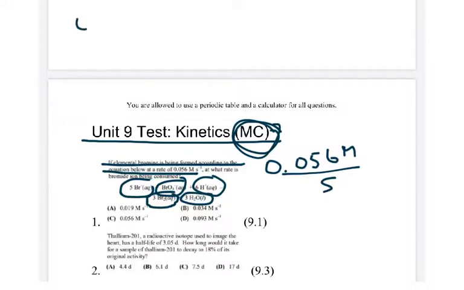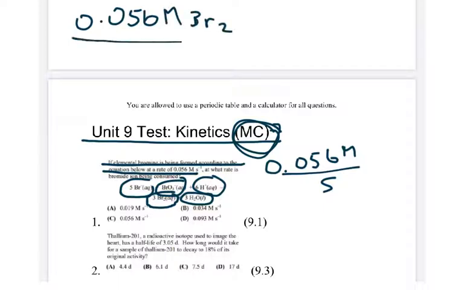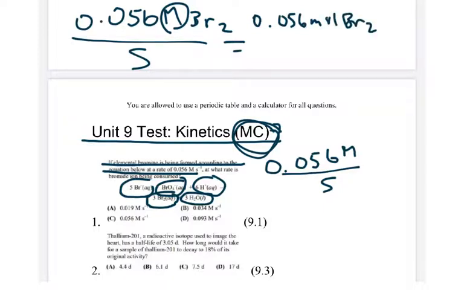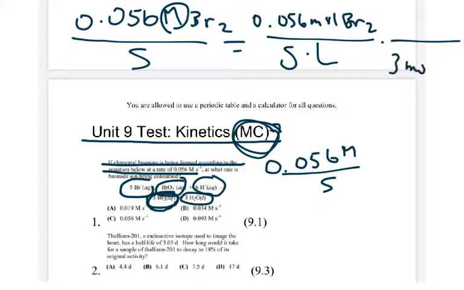So let's write this out. 0.056 molar of elemental bromine per second. You can rewrite this by splitting the molar into moles per liter, so you get 0.056 moles of bromine per seconds times liters. Now you can do some stoichiometry here, because for every 3 moles of bromine that is produced, 5 moles of bromide is consumed. So we can go right on ahead and do that. 5 moles of bromide is being consumed.